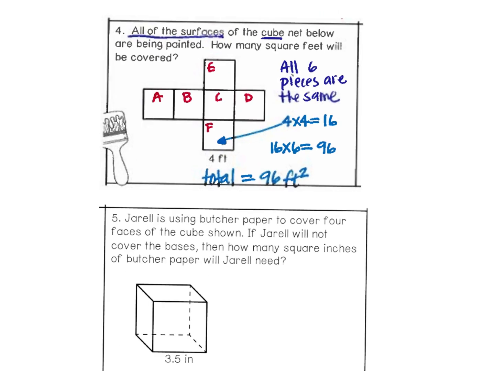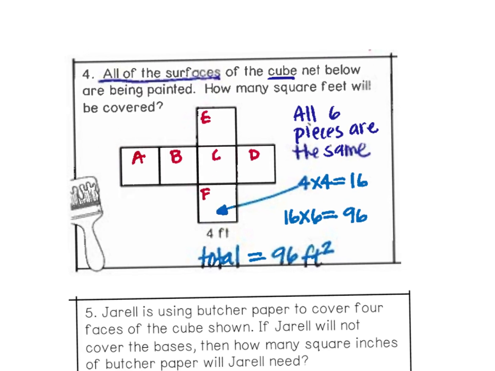On the very last page, question 4, it says, all of the surfaces of the cube net below are being painted. How many square feet would be covered? So I did this one for you. And remember, a cube we talked about is all squares. And squares are the same dimension on all sides. That's why they only give you one number.